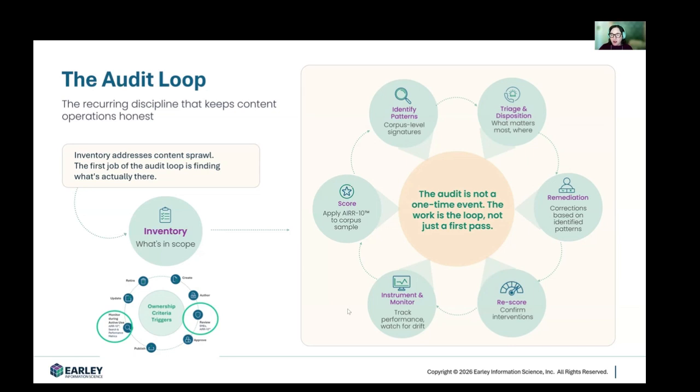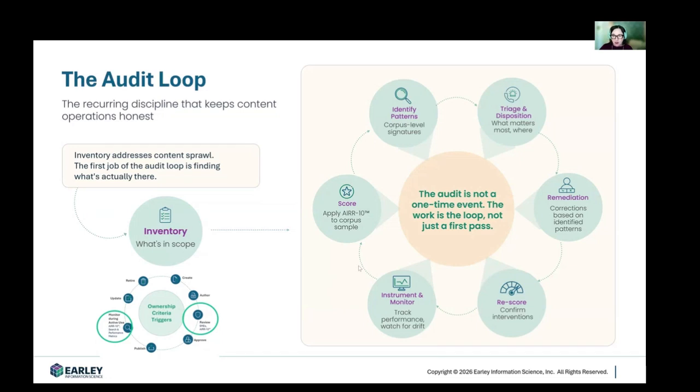Then you score with whatever framework you have, and you don't have to score every document. You're looking for the shape of the corpus, right? You want to identify patterns, corpus level signatures, and this is where your measurement turns into a plan. Then you triage and have disposition. You want to do what matters most. Not every gap is worth fixing. You remediate, apply the corrections that match the patterns, you instrument and monitor, and you track performance over time, watch for drift, then rescore.